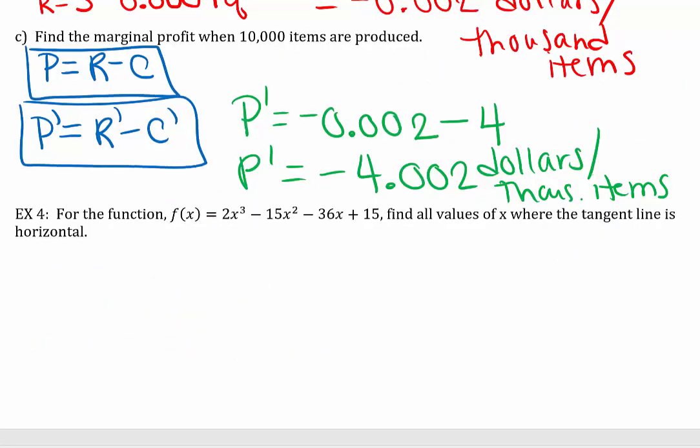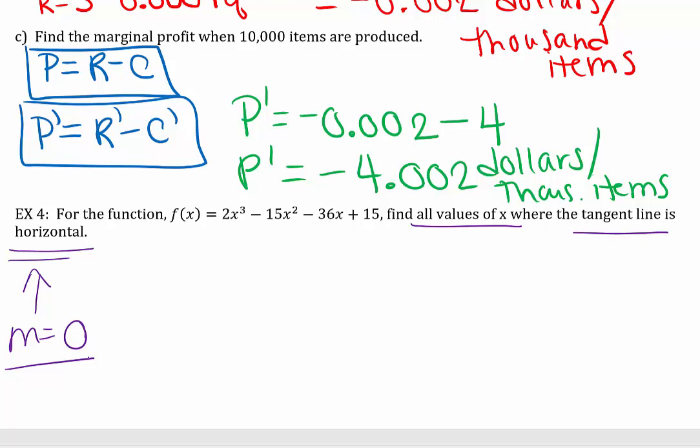All right, let's do one more example of an application of derivatives. For the function f of x equals 2x to the third minus 15x squared minus 36x plus 15, find all values of x where the tangent line is horizontal. So first of all, if you have a horizontal line in general, that means the slope is 0. Horizontal lines have 0 slope.